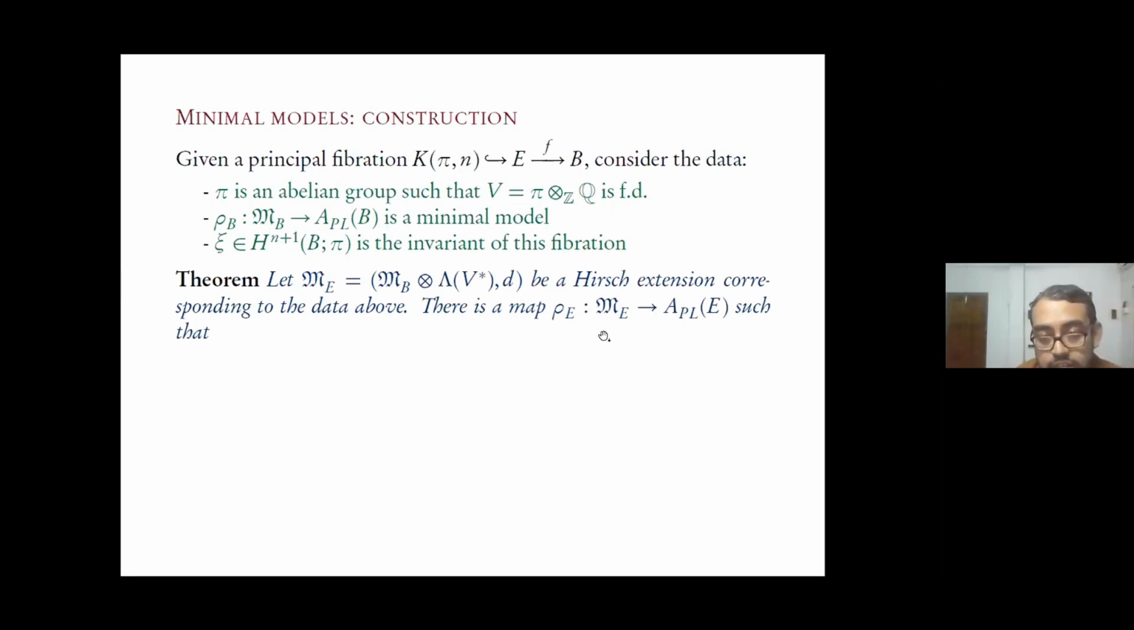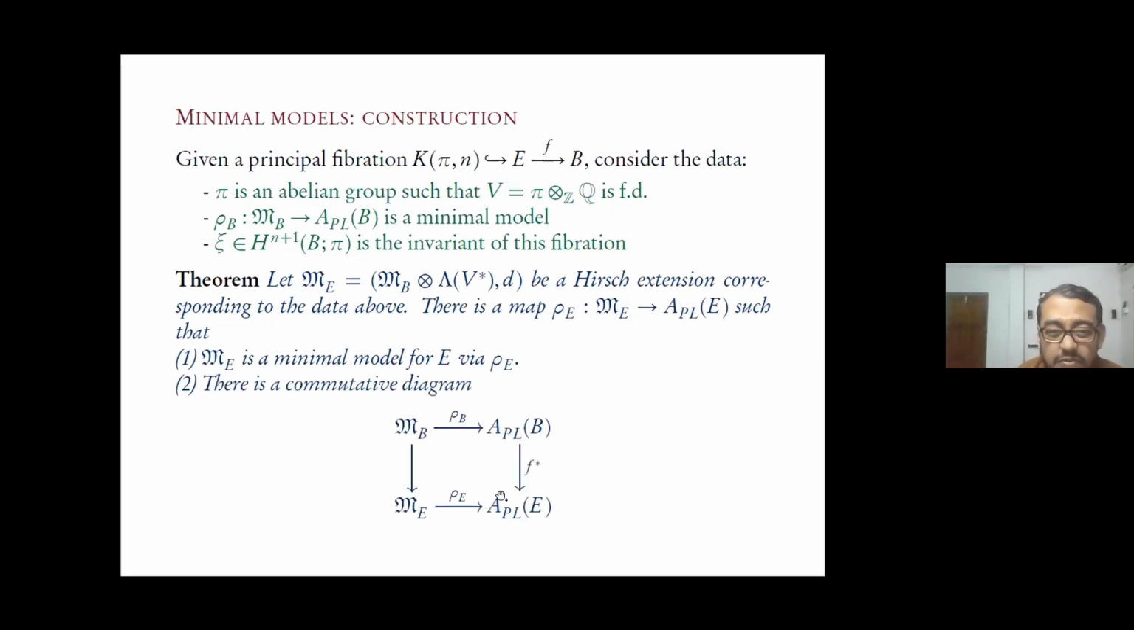In other words, there is a map rho E from the minimal model, so I'm calling this the minimal model, but it will be a minimal model after I state the theorem. So it's a bit presumptuous of me to call it the minimal model, but I'm calling it so because it will be so. Okay? So there is a map rho E from this to APL E, the piecewise polynomial forms on E, such that the first is that this is a minimal model for E via this map. The second is that there is a commutative diagram of the following sort.